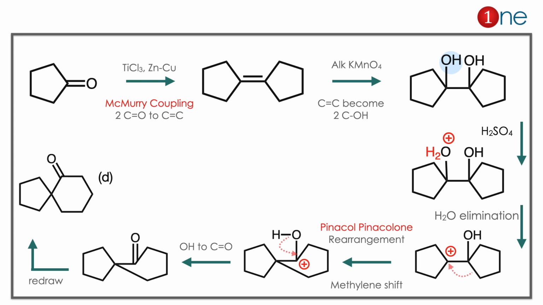Here you have to learn 2 important things. One is McMurry coupling. McMurry coupling converts C=O into C=C. Second thing is the pinacol-pinacolone rearrangement. Pinacol-pinacolone rearrangement converts a diol into spiro kinds of compounds.